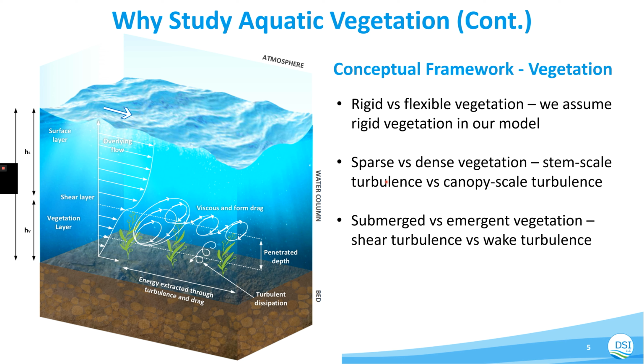Then according to the vegetation density, you will see sparse and dense vegetation will affect the flow structure. For example, for sparse density, you will take the vegetation as a cylinder. So you will see stem scale turbulence will happen around each individual plant. But if it's dense vegetation, you will look at the whole vegetation body at canopy scale where the turbulence will happen. And the third one depends on the vegetation height.